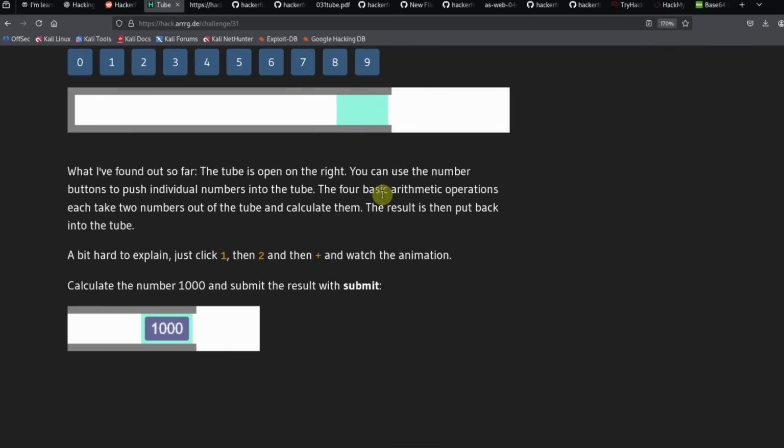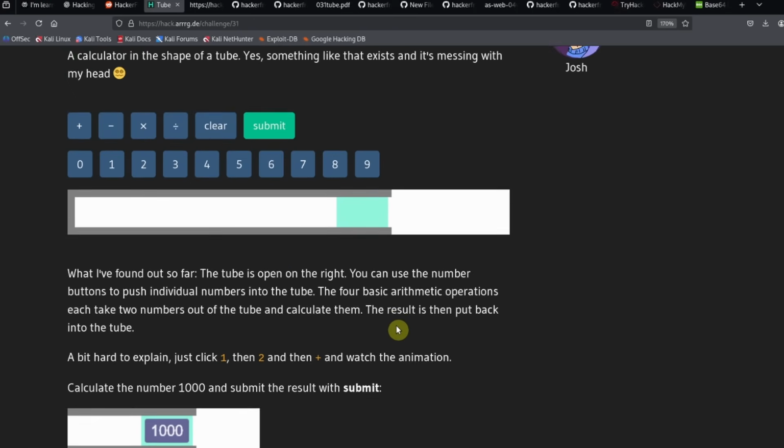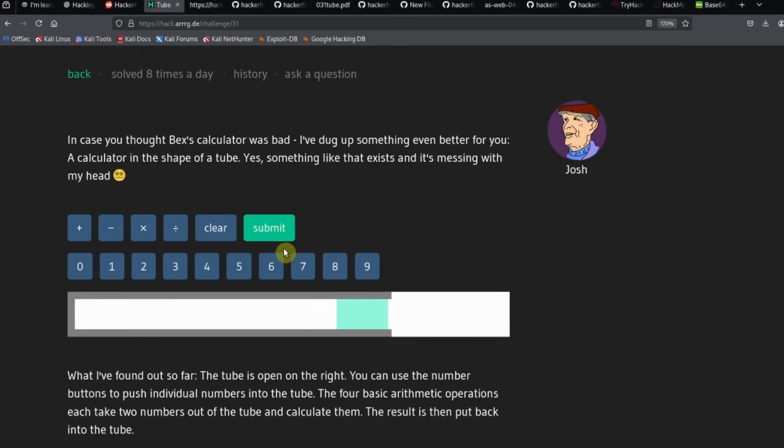You can use the number buttons to push individual numbers into the tube. The 4 basic arithmetic operations each take 2 numbers out of the tube and calculate them. The result is then put back into the tube. It's a bit hard to explain. Just click 1 and then 2 and then plus, and then watch the animation. Calculate the number 1000 and then submit the result with submit. So they want us to get the result of 1000 and then click on the submit button over here.